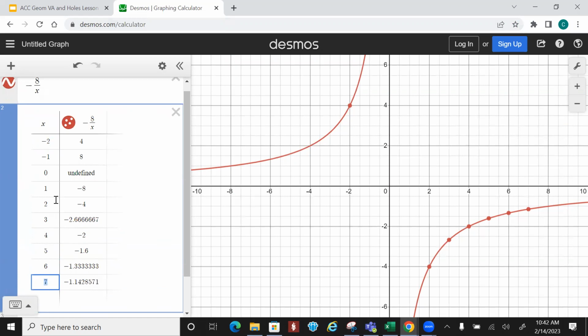Okay, so what we got: 1 and -8. That multiplies to get me -8, right? But does it add together to get me -2? No. So I go to the next one. 2 and -4. That multiplies to get me -8. But does it add together to get me -2? Yes. So those would be my factors.